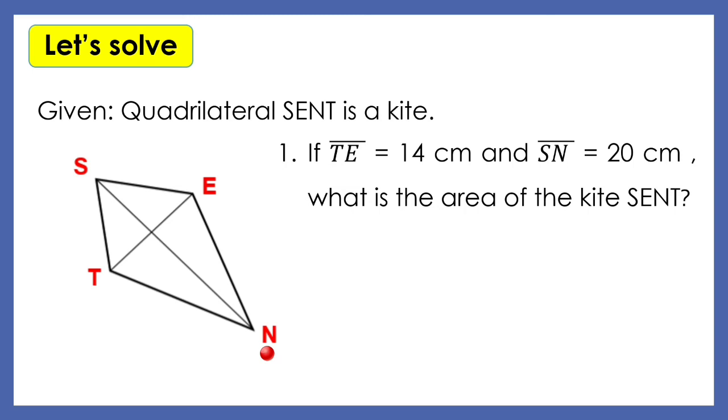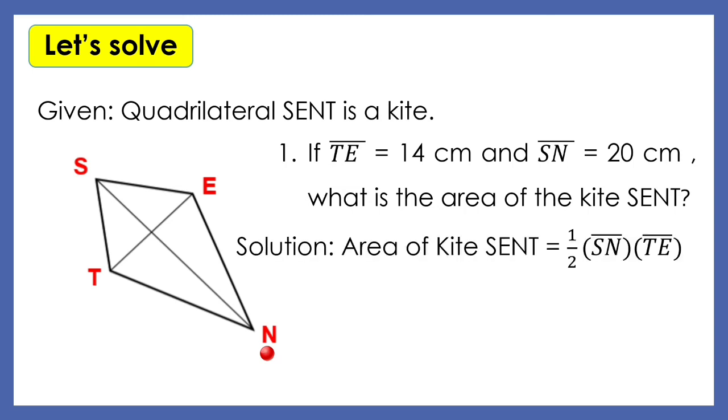Para makuha yung area ng kite, apply natin yung second theorem. Ang area ng kite ay 1/2 ng product ng kanilang diagonals. So, we have area of kite SENT equals 1/2 times line segment SN times line segment TE. And then, substitute natin yung mga given. We have area of kite SENT equals 1/2 times ang line segment SN is 20, ang line segment TE is 14.